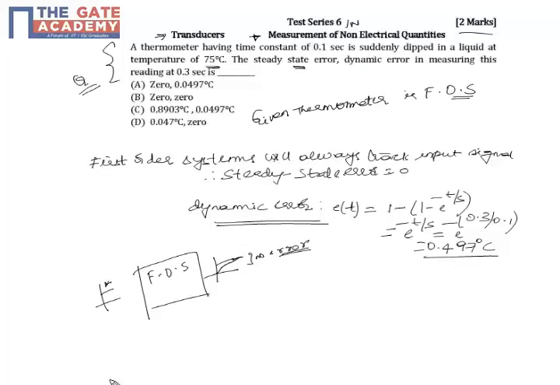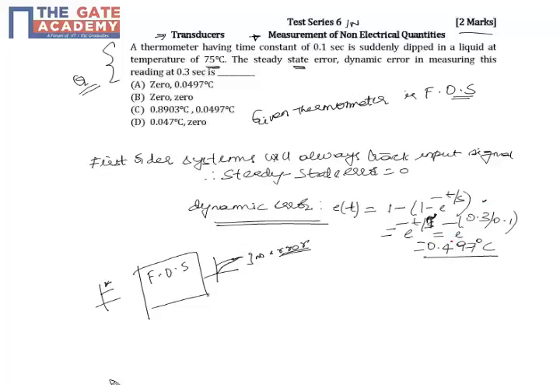And we are asked to find the second component, which is the dynamic error. So we know the dynamic error is given by the expression e power minus t by tau, where tau is nothing but the time constant of the system. We are asked to find the dynamic error at 0.3, so we have e power minus 0.3 by 0.1, where 0.1 is the time constant and 0.3 is the time at which we are asked to find the error.